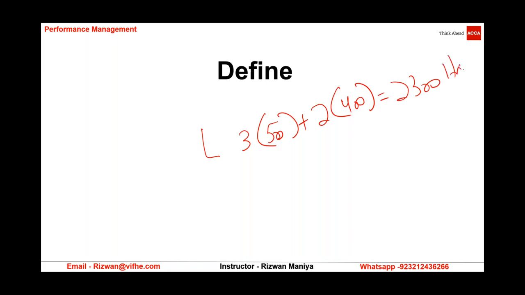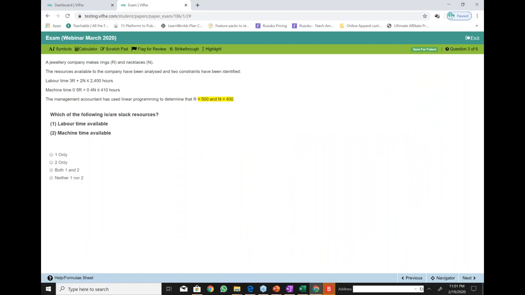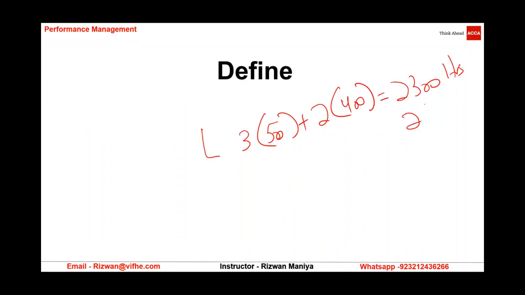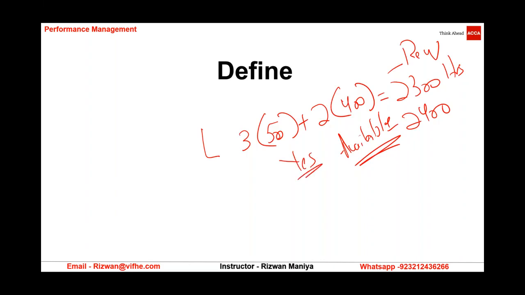hours. 2300 hours. Okay. And how many hours do we have? 2400 hours. So the required are 23 and available are 24. Is this slack? Yes, this is slack. Your hours required are less than available. This means you are not completely using the hours. This is slack.